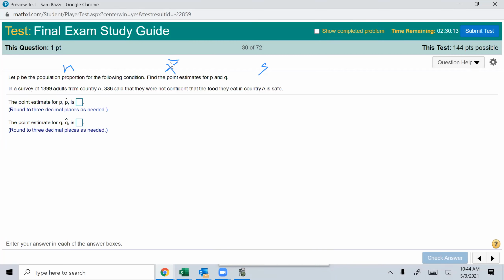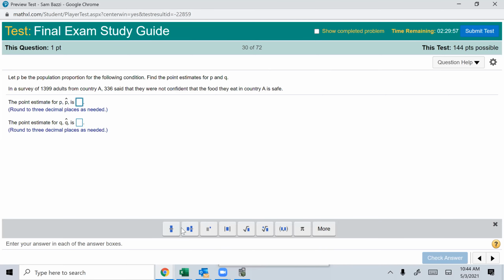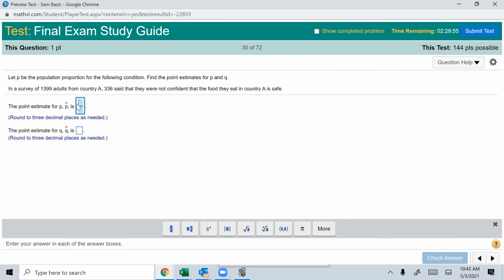Okay, now we're doing proportion. Let P be the population proportion for the following condition. Find the point estimates for P and Q. A point estimate for P, it's called the P hat, which is X over N. So I'm just putting the formula for you guys. And if you want to do the math, that would be equal to what?